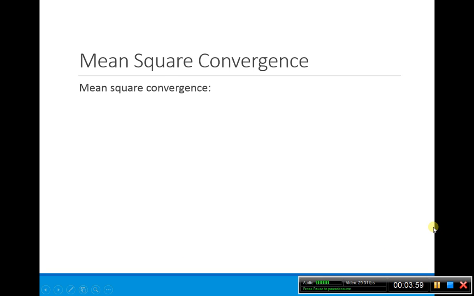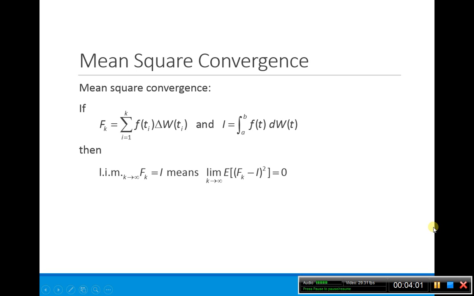So it's a little bit different than what we had before. Mean square convergence, what do we mean by that? We mean that if we have some function capital F_k defined according to this, and I is this integral of f of t dw, then what we mean by mean square convergence is the limit as k goes to infinity of the expected value of (F_k minus I) squared is equal to 0. So here we have the expected value involved, and that's what we mean by mean square convergence. It converges in terms of the mean or expected value of this (F_k minus I) squared.